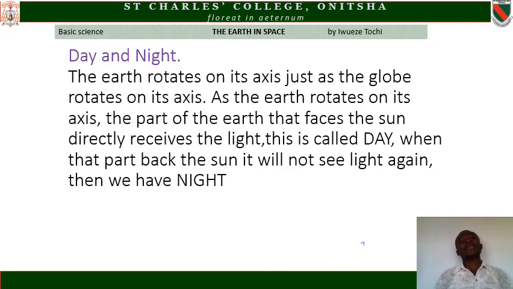Then as the Earth rotates, the other side that was not receiving light before will then face the sun. By the time the sun starts shining on it, the people within that region will then have their day. This is how we have day and night.